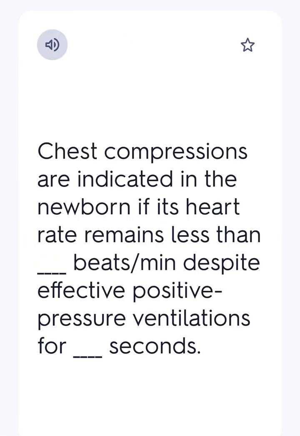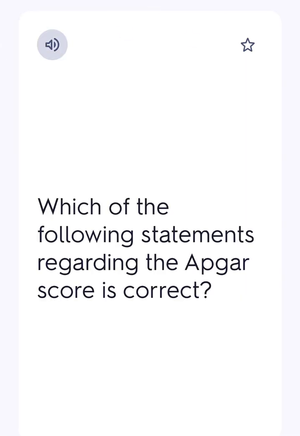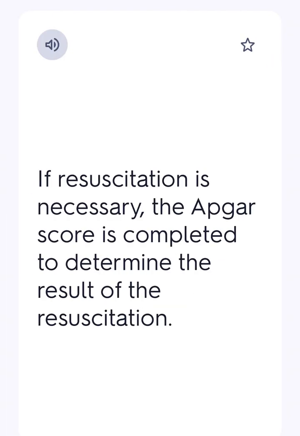Chest compressions are indicated in the newborn if its heart rate remains less than blank beats per minute despite effective positive pressure ventilations for blank seconds. 60, 30. Which of the following statements regarding the Apgar score is correct? If resuscitation is necessary, the Apgar score is completed to determine the result of the resuscitation.